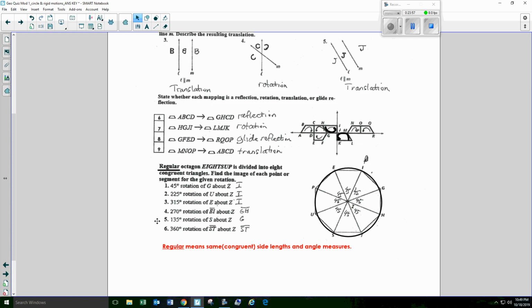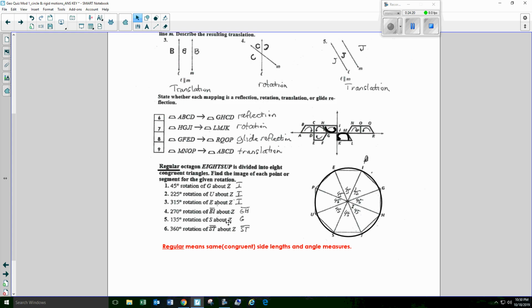I again. 270-degree rotation of segment EI. There's EI. I want 270 degrees. What's the same as negative 90, right? So it's negative 45, negative 90. So E goes to G, and then I goes to H, negative 45, negative 90. So we get segment GH. You have to have the segment bar above it.